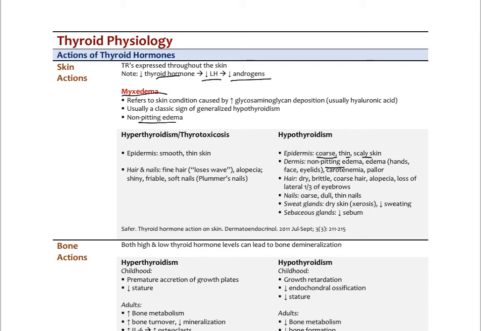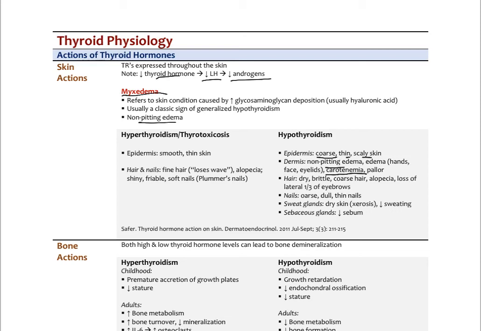We see the non-pitting edema in the dermis from the myxedema, and also the hands, the face, the eyelids. As I mentioned before, we need thyroid hormone to basically cleave beta-carotene into vitamin A, and vitamin A is of course needed by your skin epithelium to reproduce and grow. So it's a very important vitamin for the skin. So we can actually get a vitamin A deficiency in hypothyroidism, and that's what would lead to all of the skin changes we see here in the epidermis.